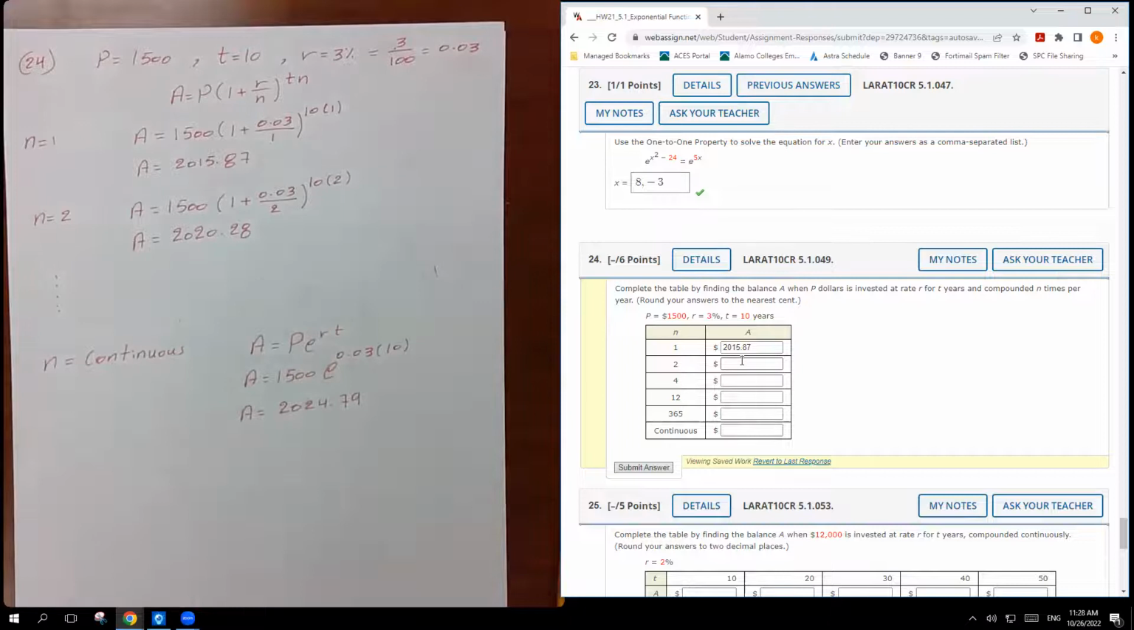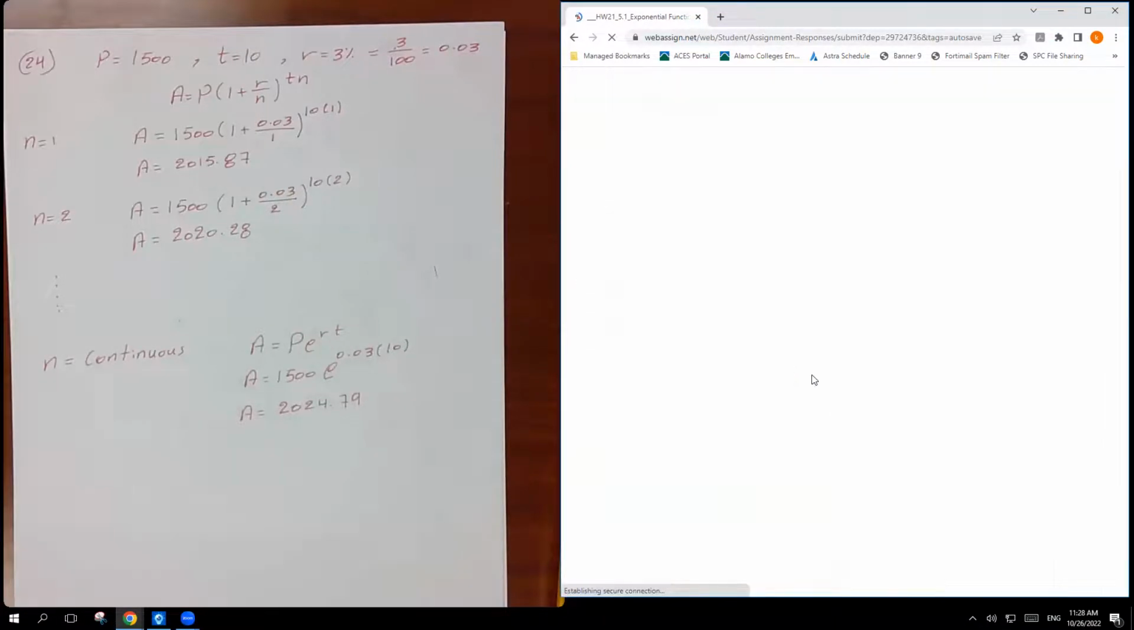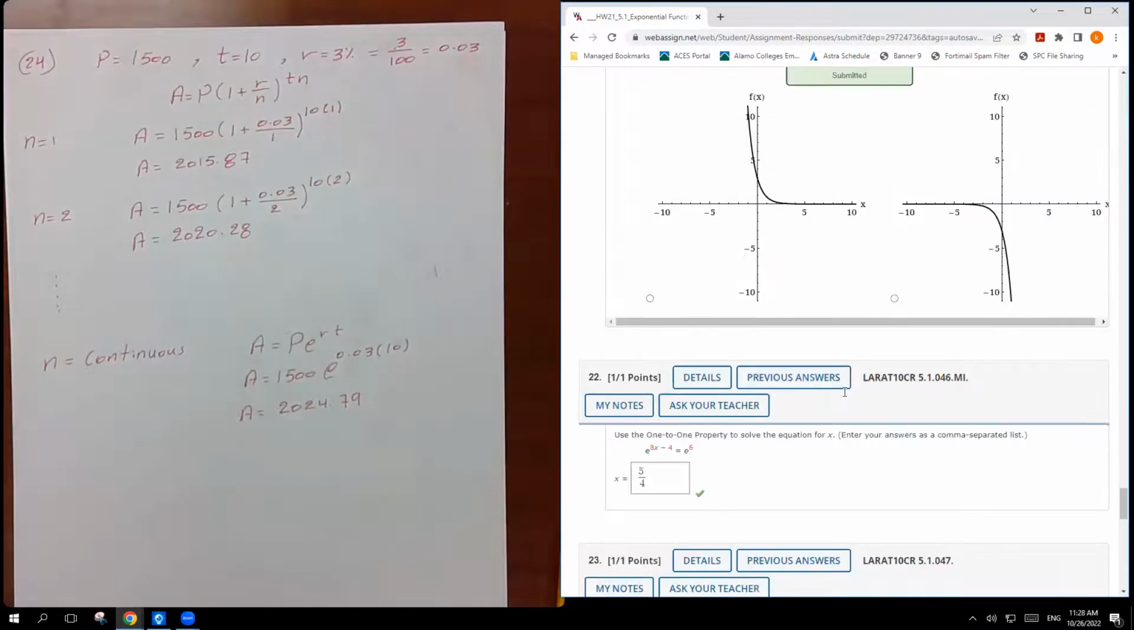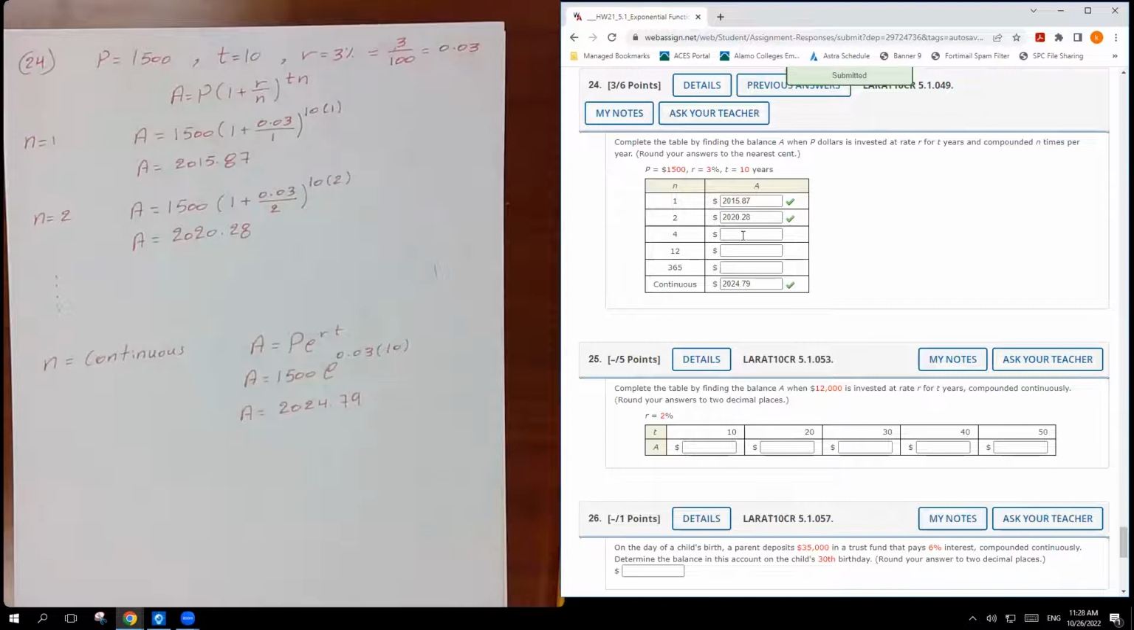That's it for this one. I got the second amount, 2020.28. You need to do the rest. And the last amount is 2024.79. Let's check these values. For this example, we got it right, so just finish the rest of this table.